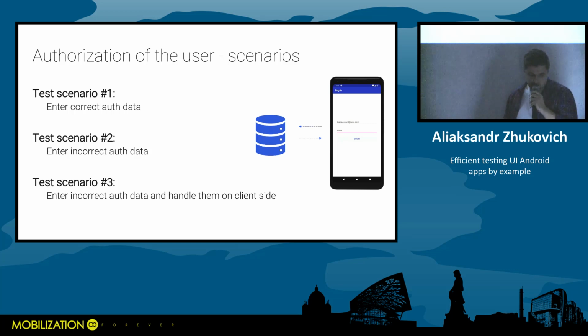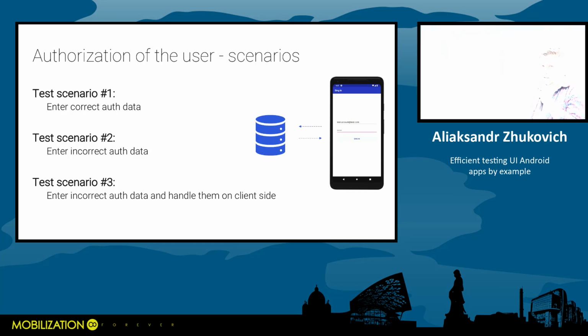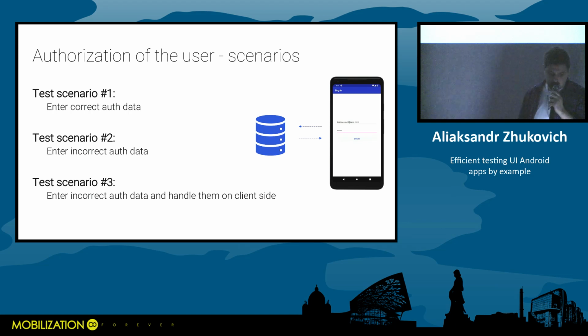Let's take a look at these three scenarios. First of all, when we enter some correct data, send them to the server, and get some response from the server. Pretty similar situation with incorrect test data. And last situation when we can handle some of our incorrect data on the client side.